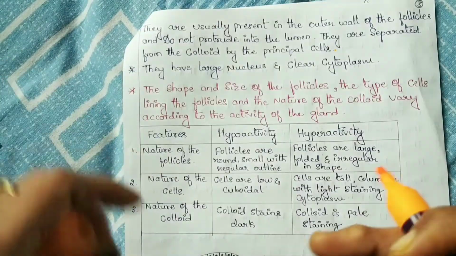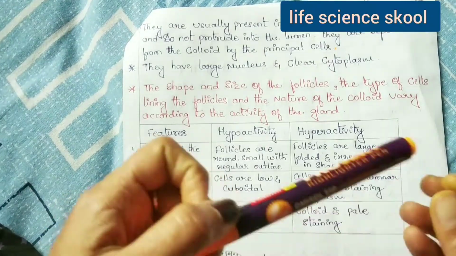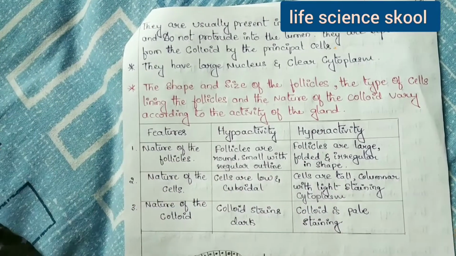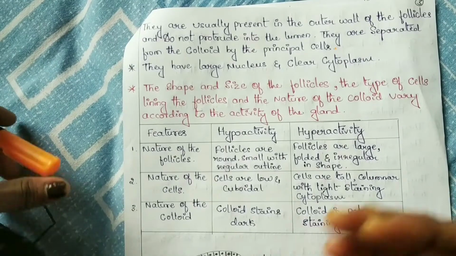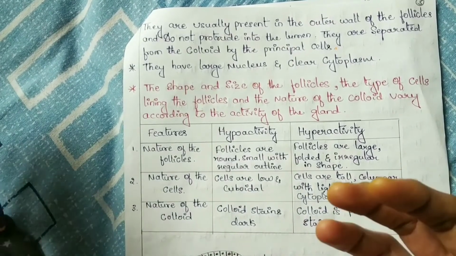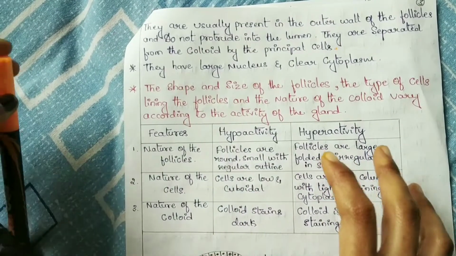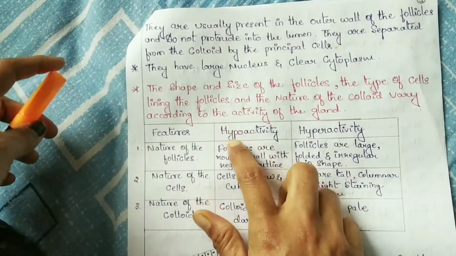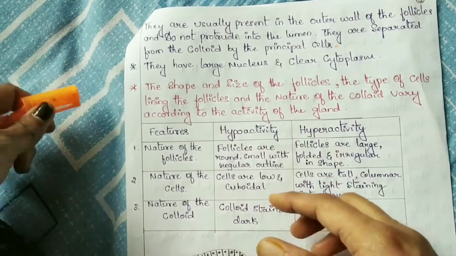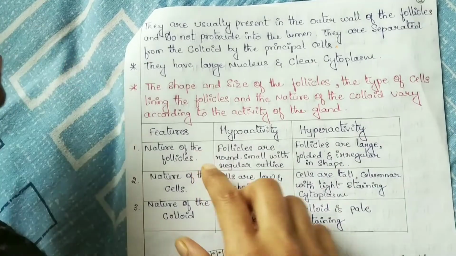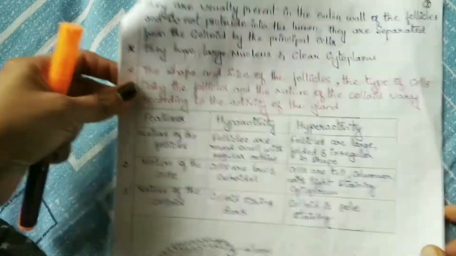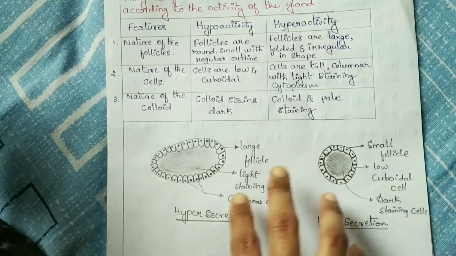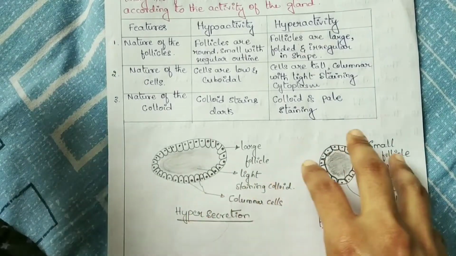See, when you say hypothyroidism or hypoactivity, the shape and size of the follicle, the type of the cells lining the follicles, and the nature of the colloid vary according to the activity of the gland. Hypo means low, hyper means high. When you look at a cell, you can find out whether it is hyperactive or hypoactive.